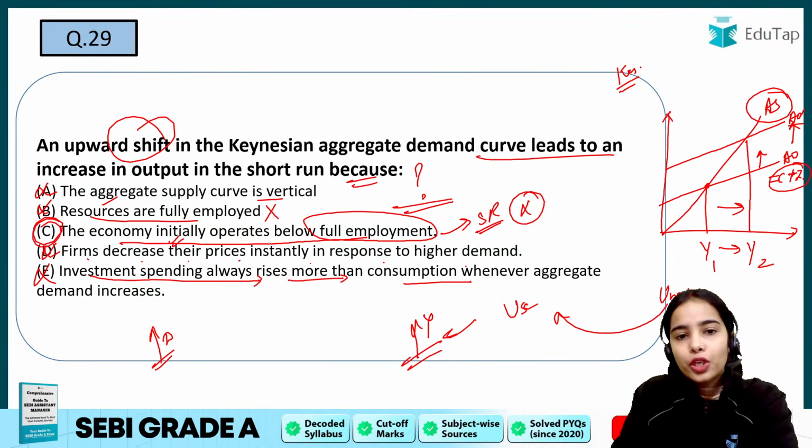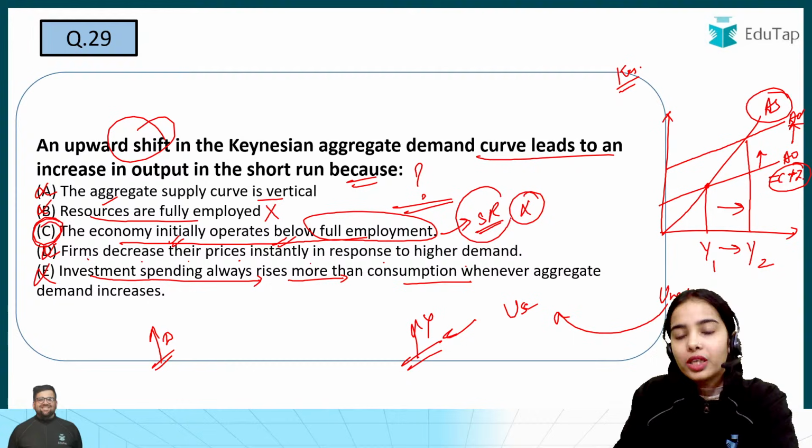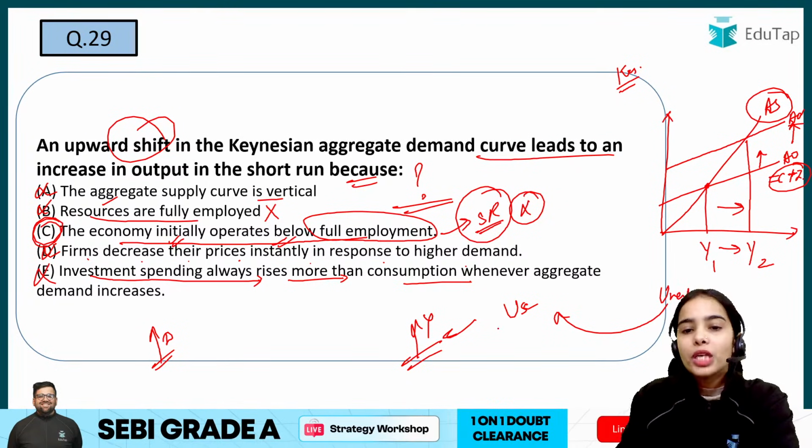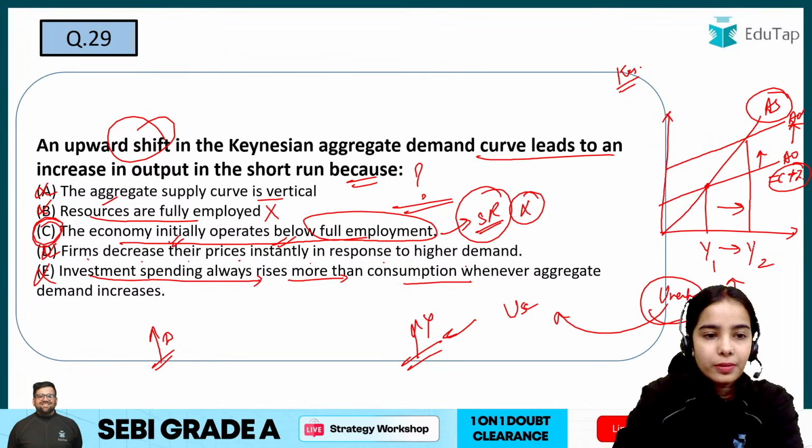The economy initially operates below full employment. In the short run, the economy is below full employment, so the unemployed resources can be employed to increase the output. So this is the answer.